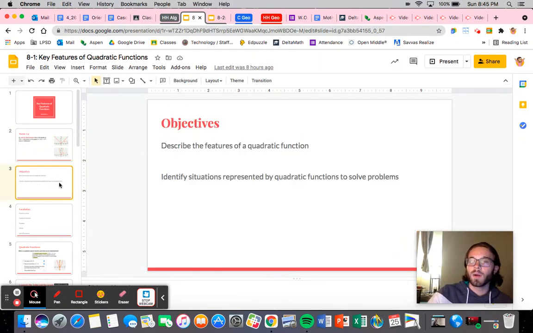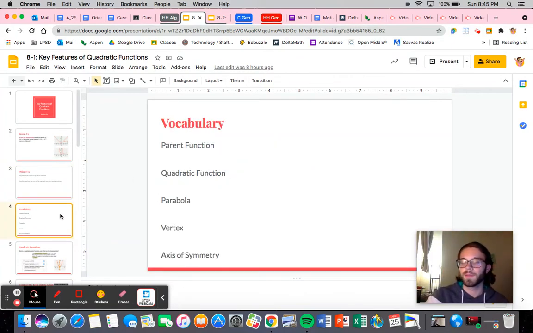All right, so what are our goals for this? We're going to describe some of the features, which I've already referenced. And you're going to identify some situations where you could use quadratic functions. In particular, for this topic, we're really making sure we understand the features a little bit more than some of the applications. Some of the applications come in once you get into more complex examples of quadratic functions, but we are going to briefly get into those.